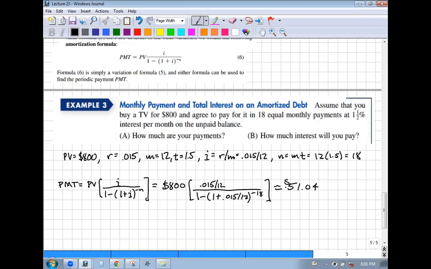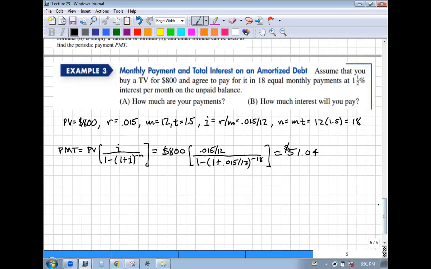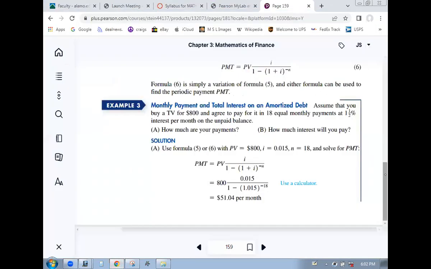So $51.04. That's what our payment's going to be. How much interest will you pay? Okay, well, this is where we have to solve for interest. Let's look and see what they do here.